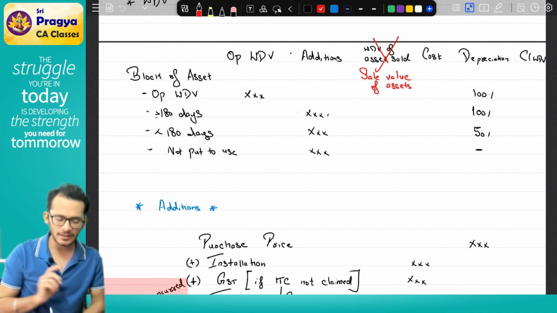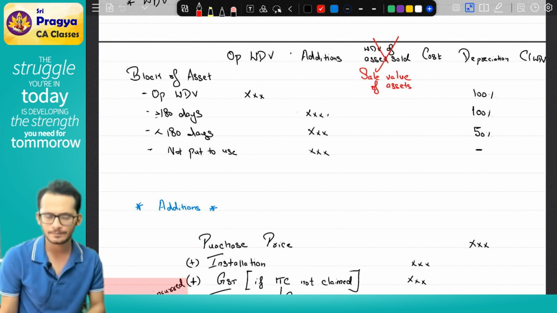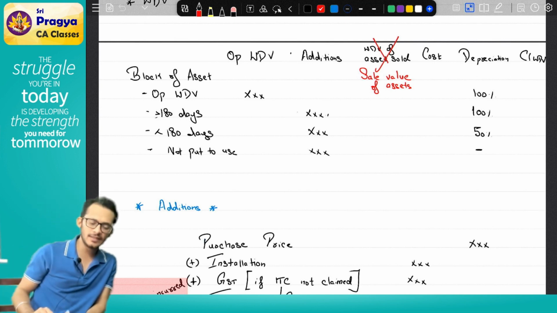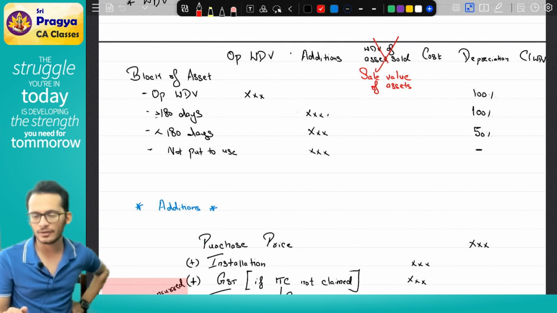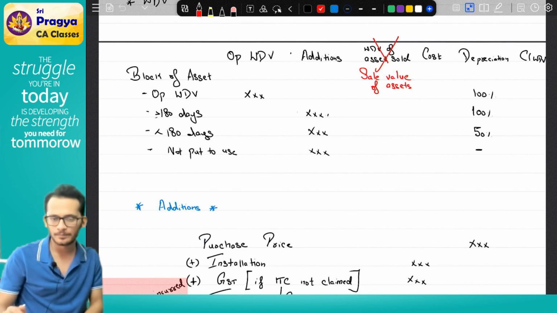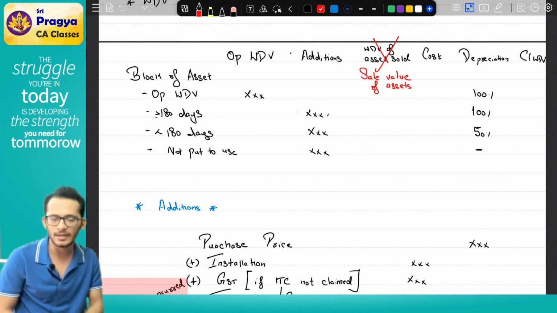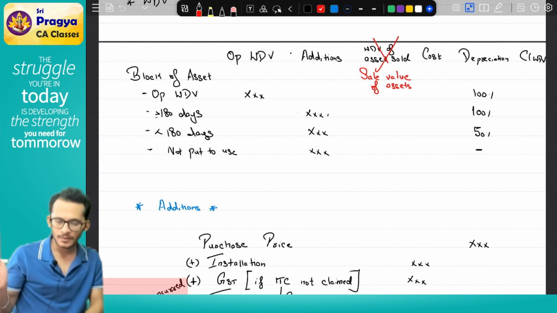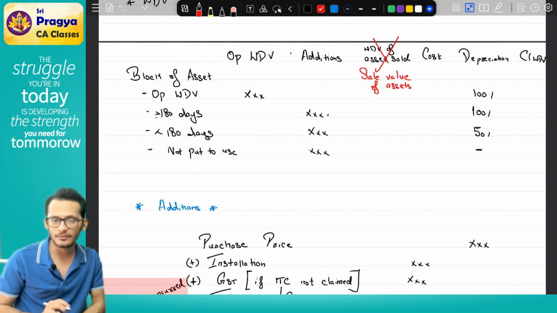I already elaborated why you should take the sale value and not the WDV. So in the WDV method, you start with opening WDV, add your additions, and reduce your sale value to arrive at your cost. Then you charge depreciation. Depreciation will be 100% for the opening WDV, 100% for more than 180 days, 50% for less than 180 days, and no depreciation for the balance.